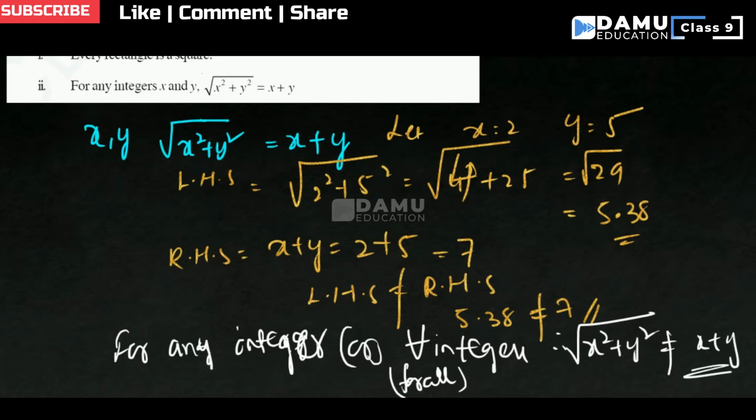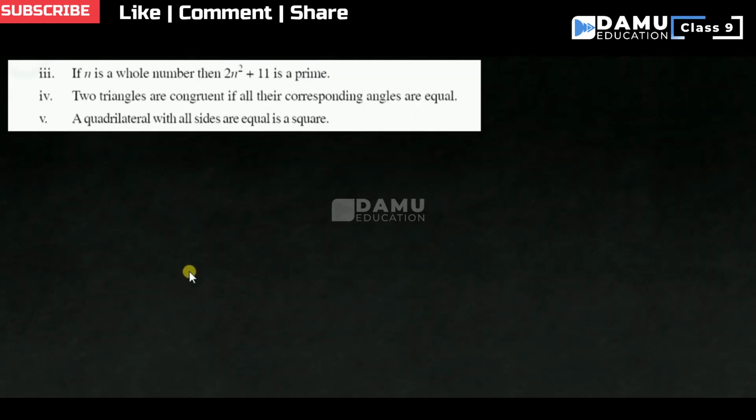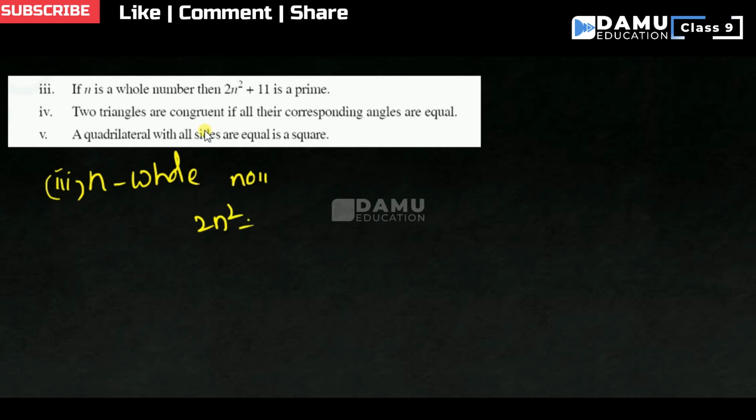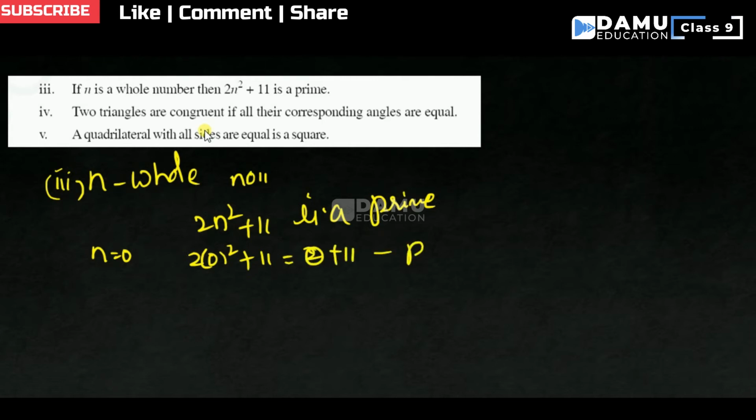Our next one, the third one. Let's write: if n is a whole number, then 2n square plus 11 is a prime. Let's take n equal to 0, a whole number, right? So 0 into 2 will be 0, plus 11. Yes, it is a prime. So 11 is a prime.